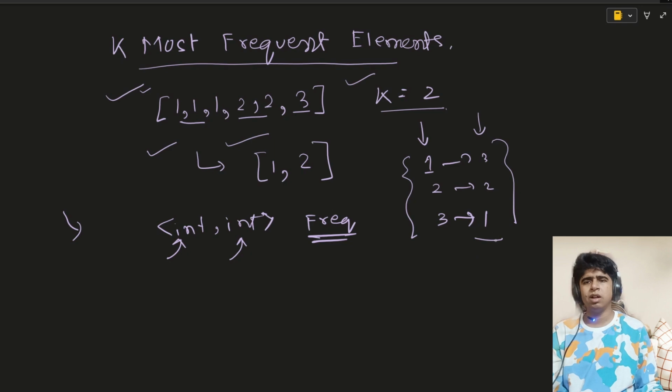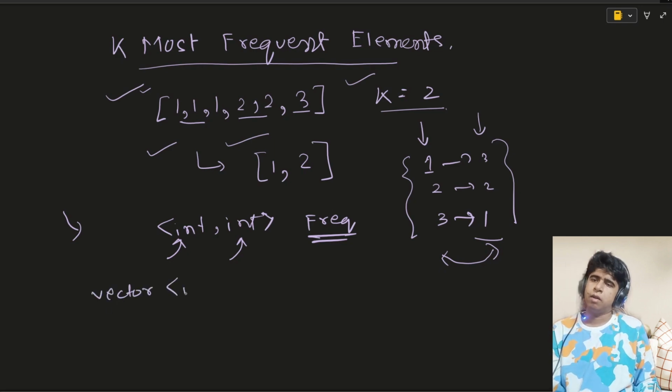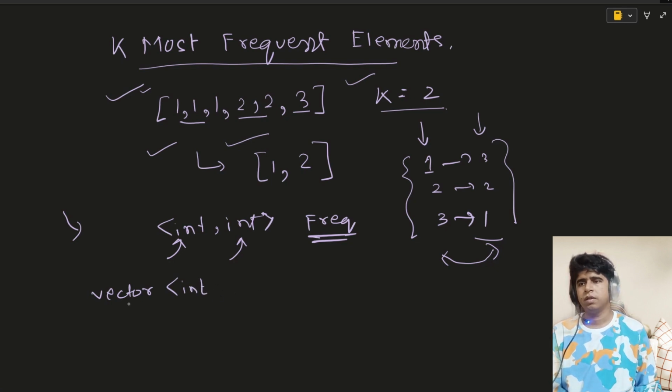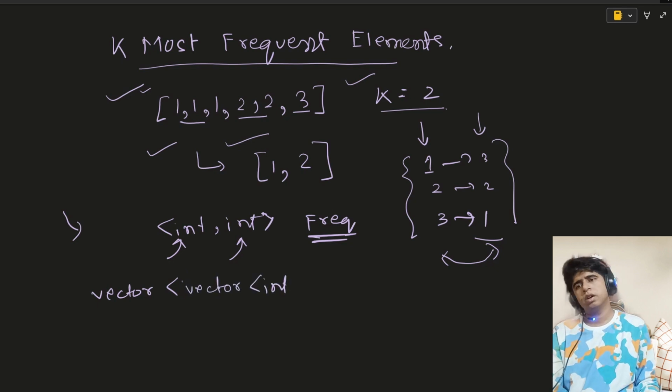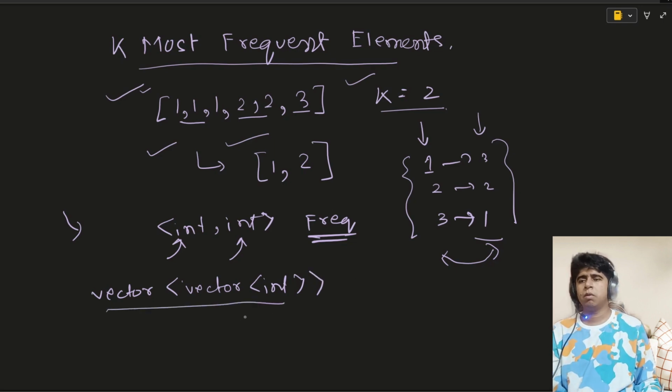For that, what you can do is reverse this. What do I mean by reversing? You can try creating a vector, a double dimensional vector. Vector of vector of int. Sorry, I am trying to create a double dimension vector. Why do I say double dimension?